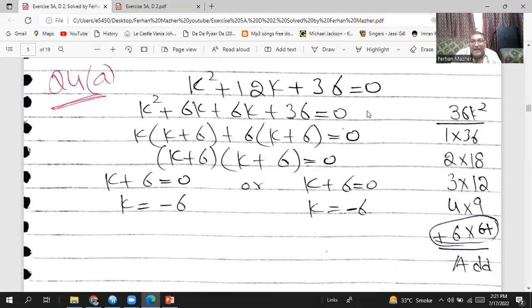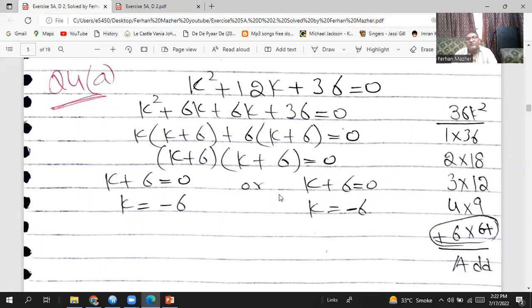K square plus 6k plus 6k plus 36 equals to 0. From the first two terms, you can take k common, so you are left with k plus 6 in the bracket. From the last two terms, you can take plus 6 common, so inside the bracket you are left with k plus 6, equals to 0. Now you have two terms, and in them the k plus 6 bracket is common. So take that bracket common, and from here you will have k in the second bracket, and from here you will have plus 6 in the second bracket. Now you can see I have factorized that quadratic equation.